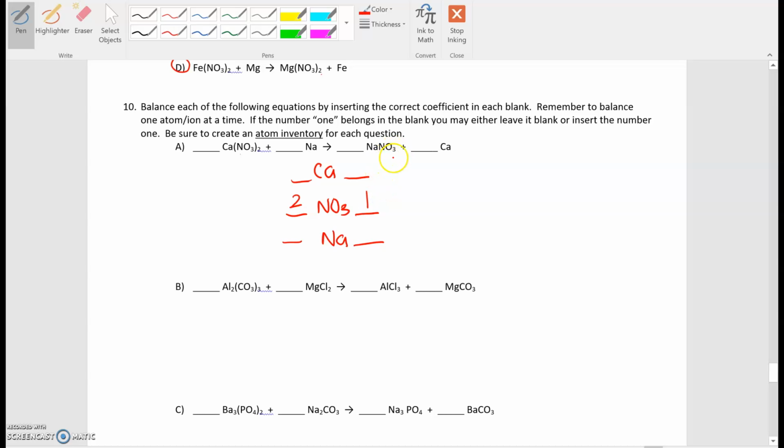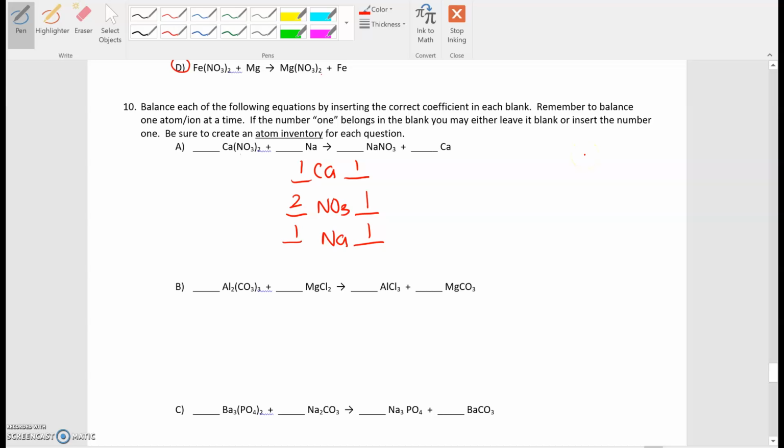Right, so it's not 3 NOs, it's 1 NO3. I have 1 calcium on the reactant side, 1 calcium on the product side, 1 sodium on the reactant side, and 1 sodium on the product side.